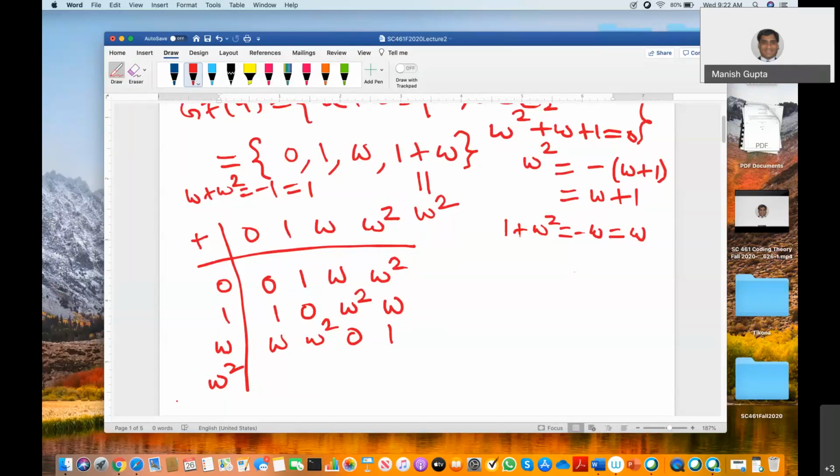So the last line: omega square plus 0 is omega square, plus 1 is omega, plus omega is 1, and omega square plus omega square is 2 omega square, which is 0. So I can check, we have zeros here. I can circle the zeros, right?